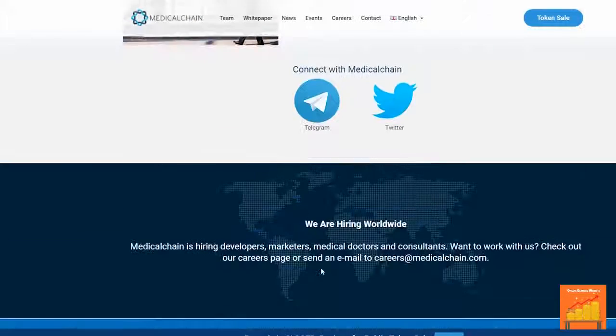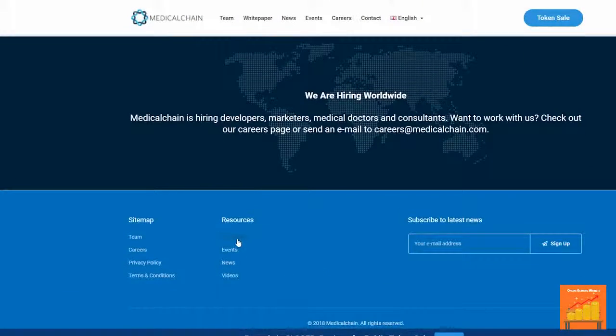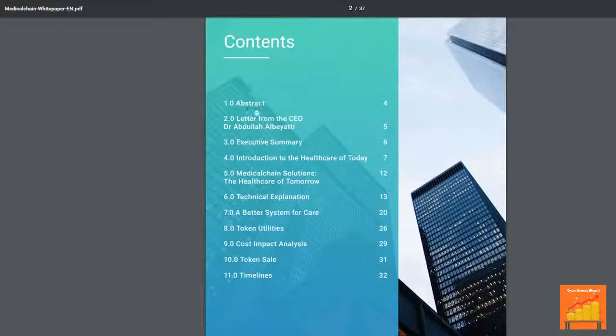When's the application gonna happen? I don't see a roadmap. Maybe in the white paper. Let's start glancing through the white paper. Abstract, letter from CEO, executive summary, introduction to healthcare today, technical explanation, token utilities, cost impact analysis, token sale, page 31. All right, let's go to page 31.